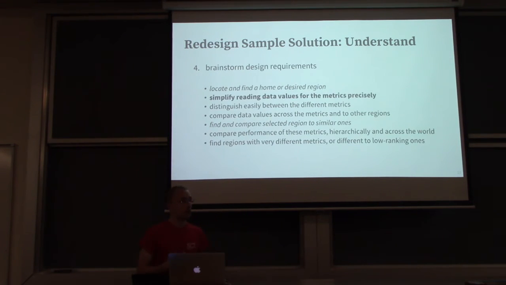And then for box number 4, some design requirements that I've identified. There's locate and find a home or a desired region. Another one is to simplify reading data values for the metrics more precisely. Distinguishing easily between the different metrics, we have 11 of them, and color can maybe be tricky in this case. And then compare data values across metrics and to other regions. Define and compare selected regions to similar ones, and a couple more.